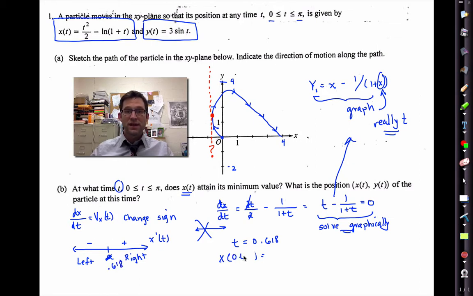And now it is as simple, quote unquote, messy, but simple as putting 0.618 into both of these two formulas. You don't need to show that work. I would prefer that my students don't show that work. The AP doesn't really want to see you show the work. All they want to see is this set equal to 0, its solution, and then the coordinate point.